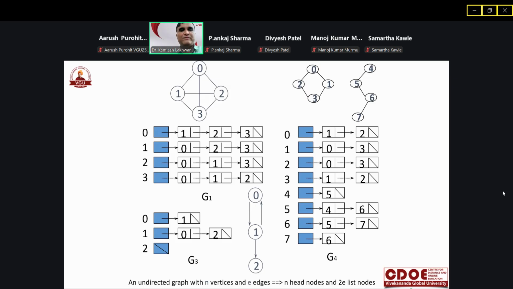So this graph, these are the head of the linked list, head node of the linked list. So if there are 4 nodes in this graph, so 4 linked lists have been created. One linked list for every node have been created over there. So edges, so 0 is connected with 1, so 1 is connected to 2, 2 is connected with the 3, and 0 is connected with the 1.